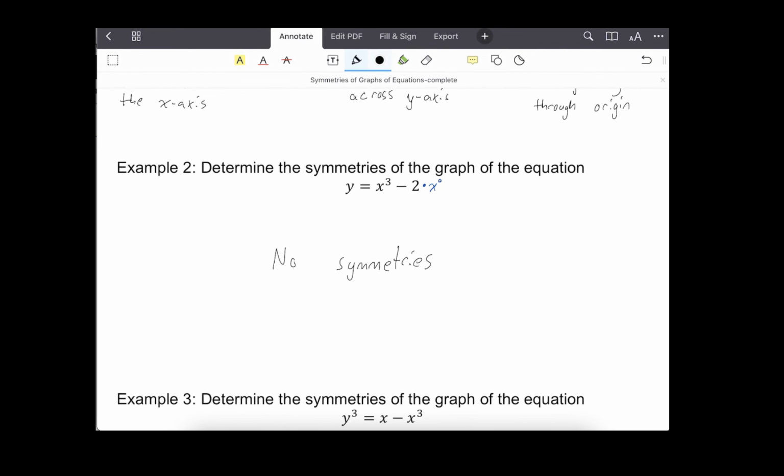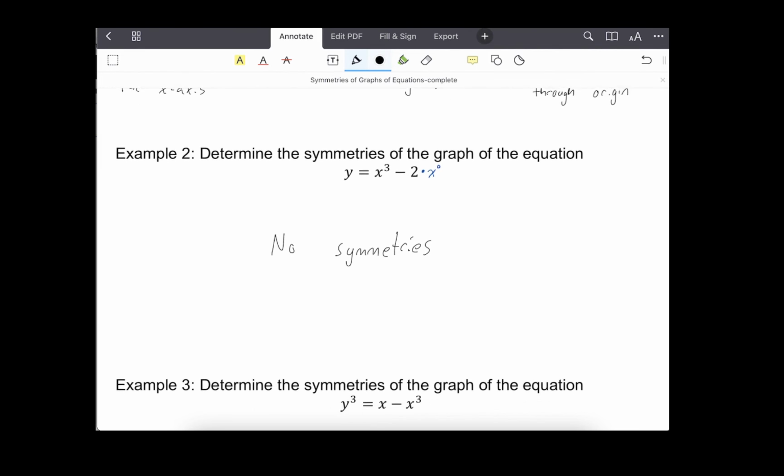You could go through the algebra for each one, and you'll see each time that you get an equation that is different.